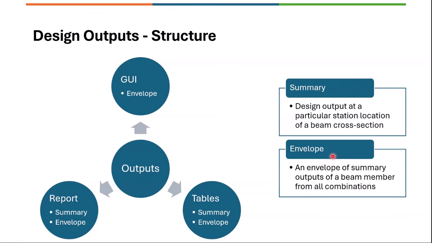It should be noted that the program's behavior, and our recommendation, is to design for all combinations, not as an envelope of forces. So we will have a design output from all combinations, and the summary is going to give you that envelope for a particular station location. And there is an envelope output for the whole member. This is at the member level. Then you have this information.